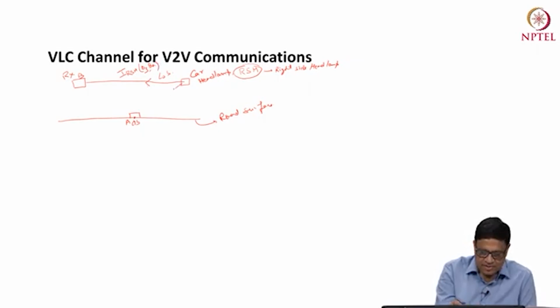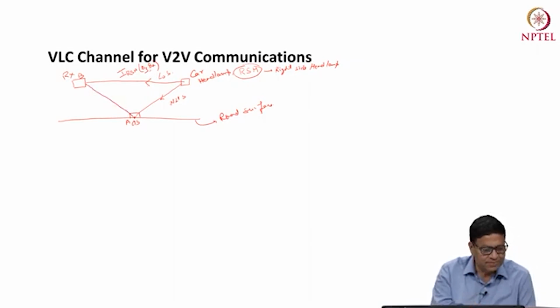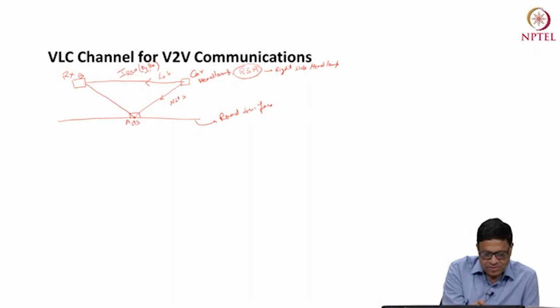The other one is the reflection, non-line of sight. This is non-line of sight. And this will reach the receiver here. So let us draw a normal here. The angle which the line of sight makes with the normal here is represented as psi LOS, and the other angle which the non-line of sight makes, let us call this psi NLOS.